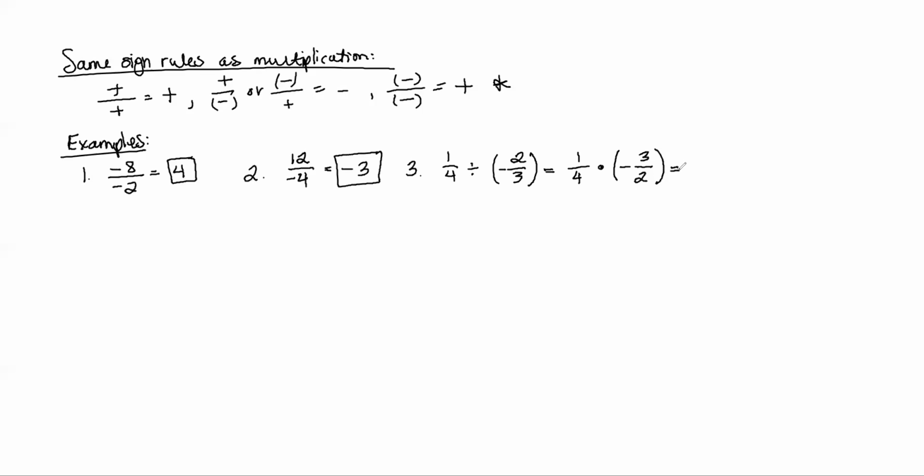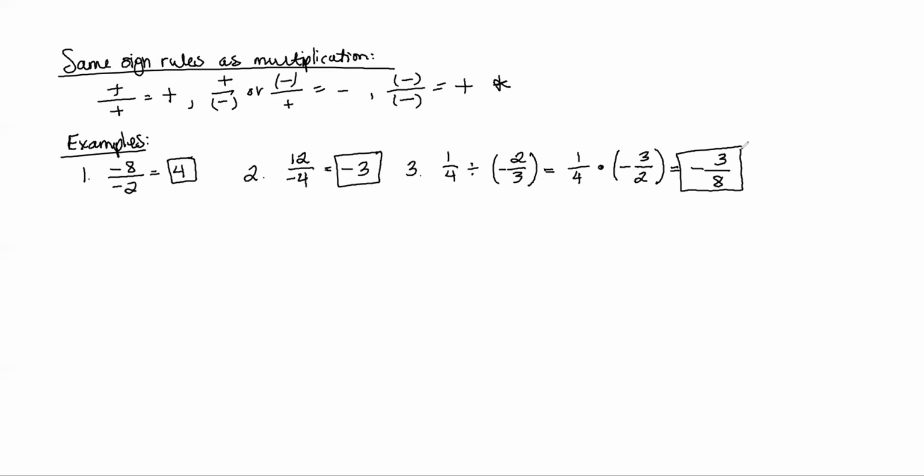And so now, if we go ahead and multiply, we have a positive times a negative is a negative. Make sure you're thinking of this number as a whole. This whole thing is negative. This whole fraction here is positive. And then we'll just multiply straight across because there's nothing to reduce. So 1 times 3 is 3. 4 times 2 is 8. So negative 3/8.